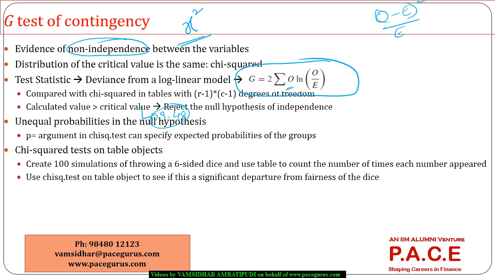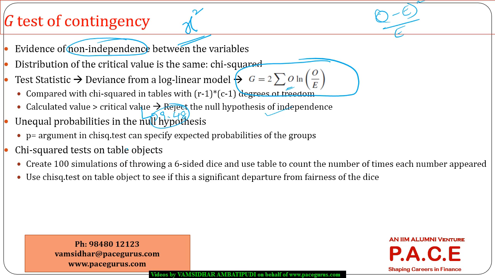If the calculated value is higher than the critical value, I am rejecting the null hypothesis of independence. And I am saying there is some level of dependency between the groups, which means the proportions are not uniform across the groups. There is some kind of a bias in the proportions across the three groups.